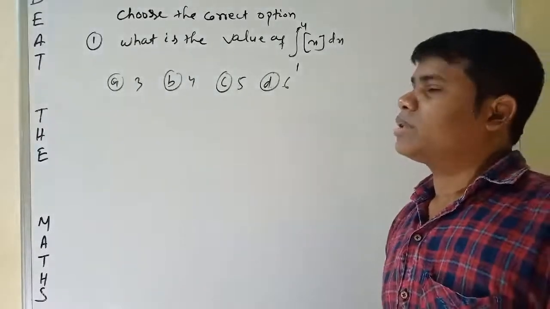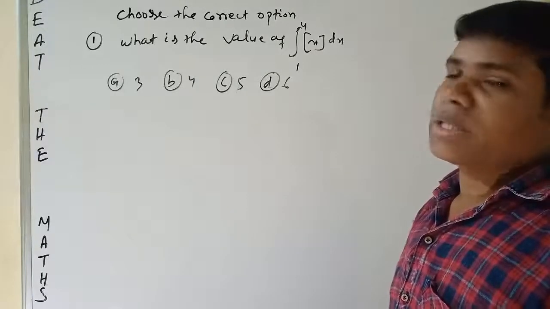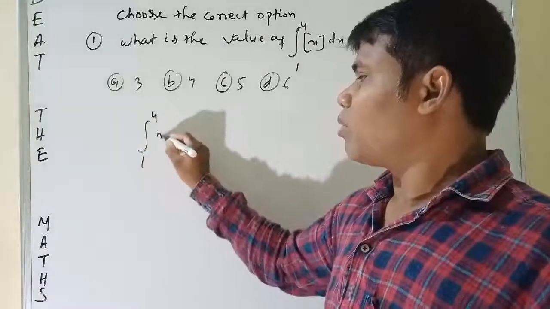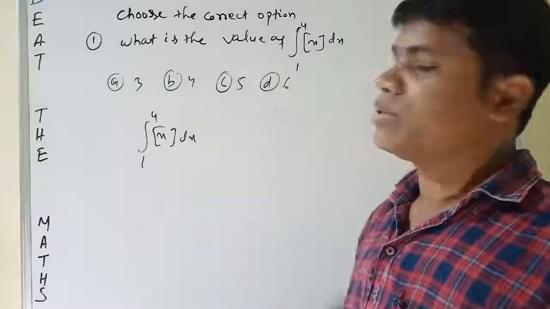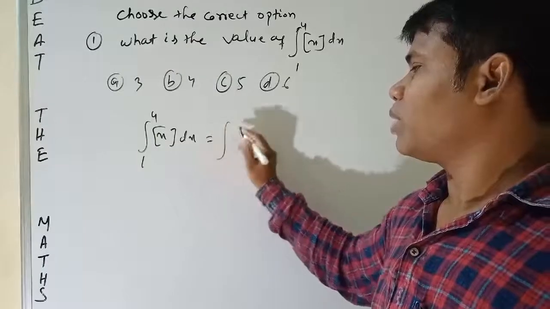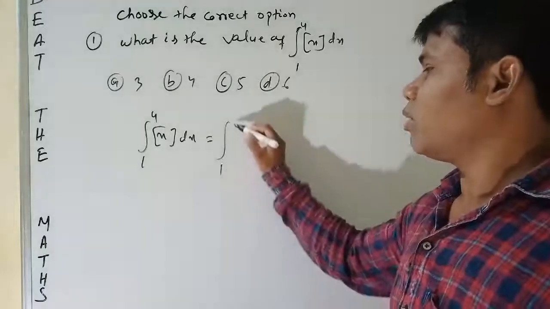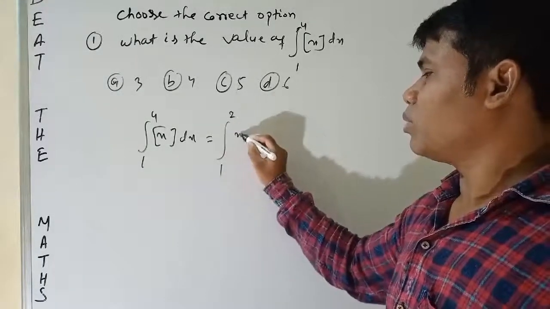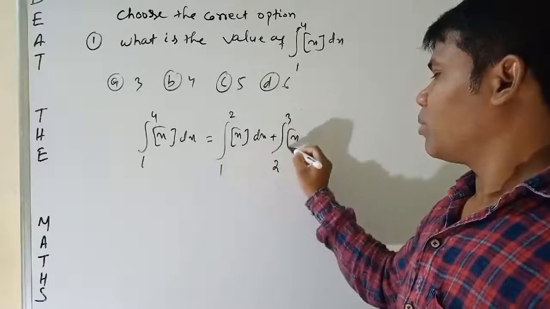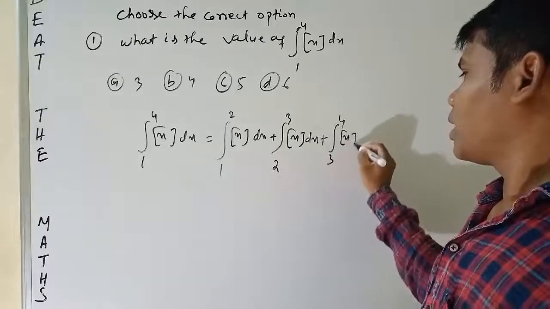The question is given. Choose the correct option. What is the value of integration of bracketed x dx from 1 to 4? Okay, 1 to 4 bracketed x dx. For the bracketed x function, we can split it into different parts as needed. I can write it as integral from 1 to 2 bracketed x dx plus 2 to 3 bracketed x dx plus 3 to 4 bracketed x dx.